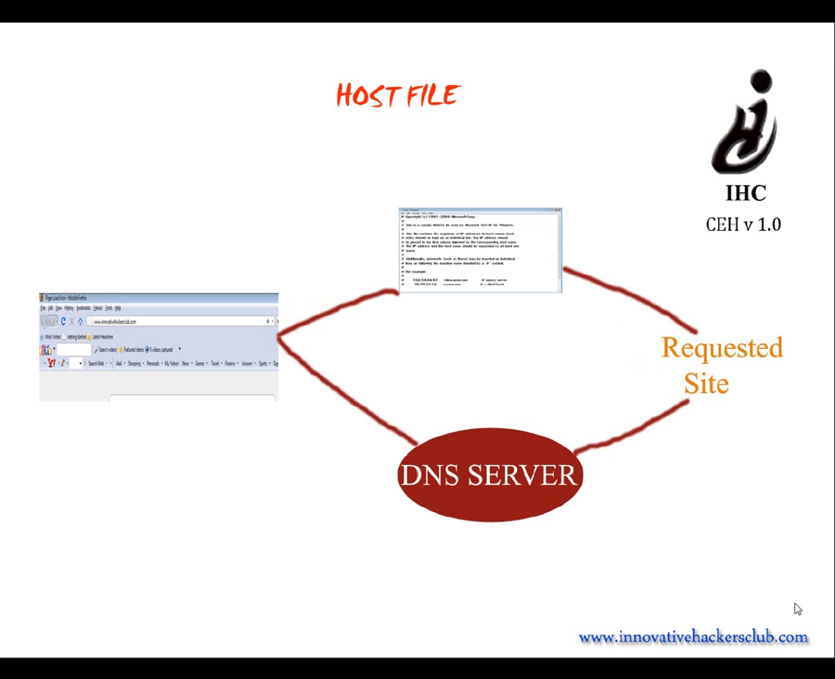To be more brief, when you type the address innovativehackersclub.com in your browser, the host file is consulted first to see if you have the IP address for that site. If you do, then your computer will call it and the site will open. If not, your computer will ask your ISP, that is Internet Service Provider, or DNS, and connect to the site. Most of the time, you do not have the IP address in your host file. So your computer asks for the IP address from your ISP to find sites.